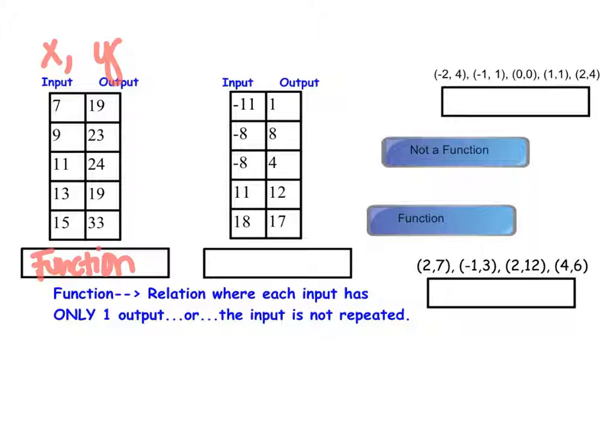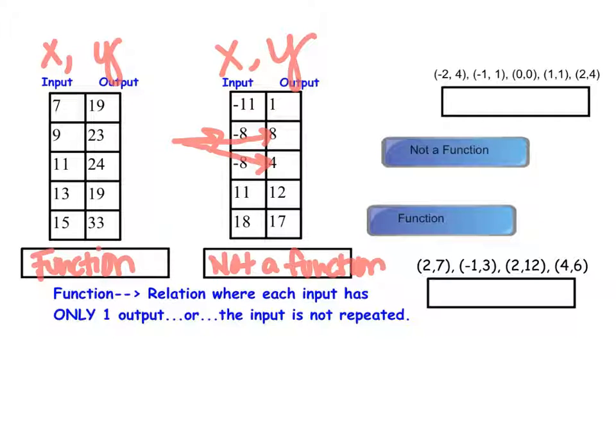Okay, let's look at our second input-output table. Negative 11 has an output of 1. Negative 8 has an output of 8. Negative 8 is used again with an output of 4. So for the input negative 8, there is more than one output. It has an output of 4 and it also has an output of 8. That means this is not a function. The input of negative 8 has more than one output, so it is not a function.